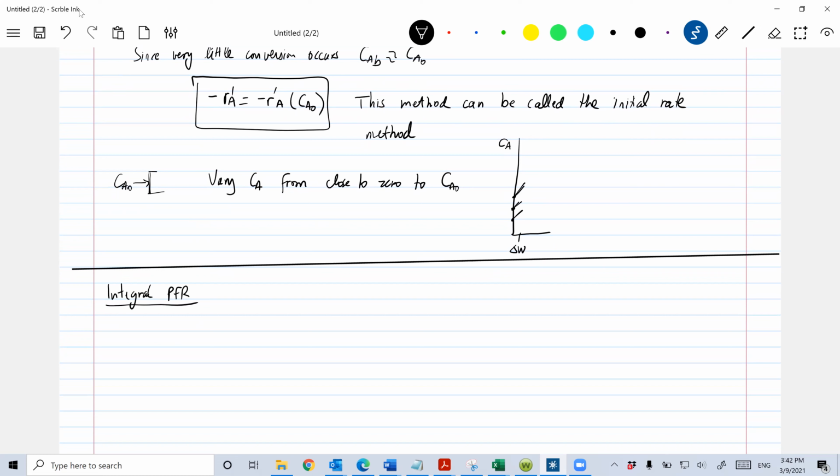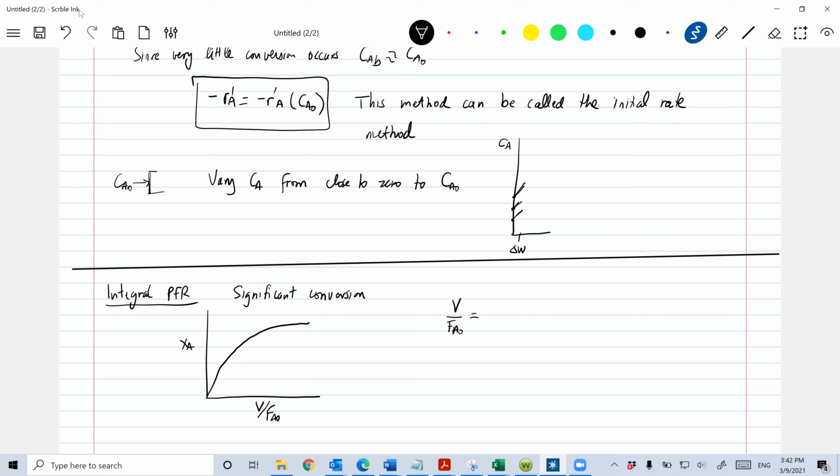The integral PFR is not as useful. It operates at significant conversion compared to the differential PFR that operates at very little conversion. So essentially you can plot XA versus V over FA naught. The reason you can do this is, let me do a better job plotting this. Okay.